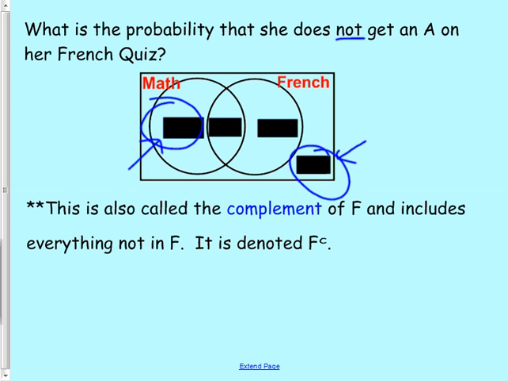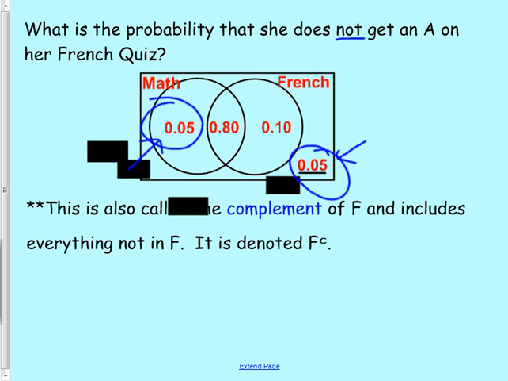So in this particular case, if it's 0.05, 0.80, and 0.10, and 0.05, then we put them together like this and say, probability she does not get an A on her French quiz means 0.05 and 0.05 together, which makes a 10% chance. Technically, I'm dividing by everything that's possible, which is what? 1. Why am I reminding you about that? Because in a minute, you won't just be adding them together. You'll be dividing them by something. But right now, we've always had 1 as the thing we divide by.